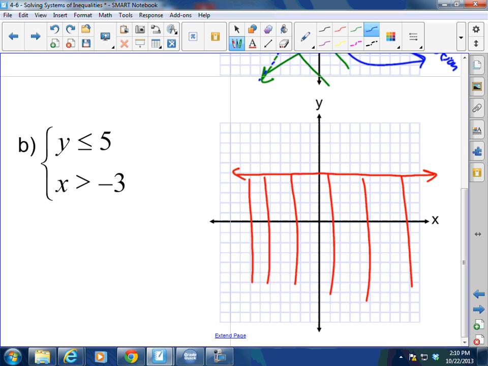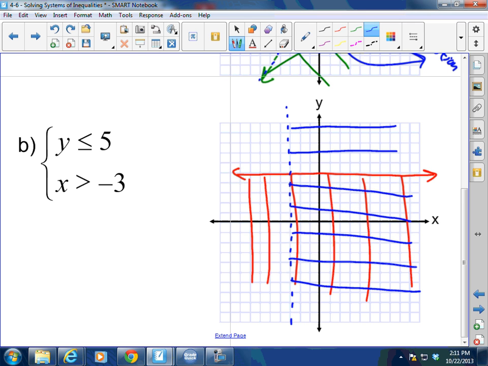And then I have x is greater than negative 3. So what kind of a line is an x equals equation? Vertical. So I go to negative 3. Dashed line, because it's just a greater than. So am I going to go to the right or to the left? To the right because it's greater than. You could go up here, but that's not the solution. Oh, but look here. Where do you get the checkerboard pattern? Right there. So this part here, all of this, those are your solutions.